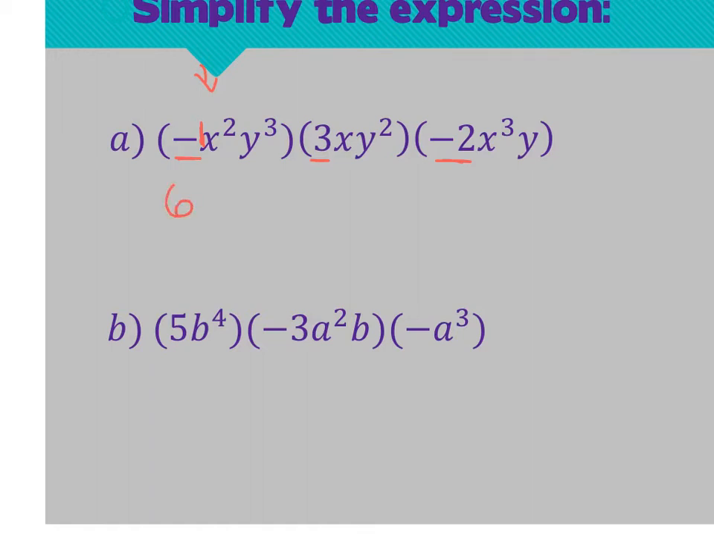Now I'm going to go back, add up all my exponents on my x variables. I can assume a 1 on this one. So 2 plus 1 plus 3, and I get x to the 6th. And then the y's, add those, assume a 1 here. 3 plus 2 plus 1, y to the 6th.